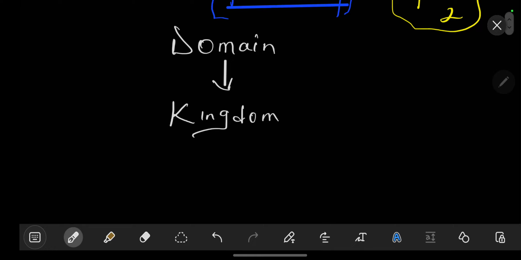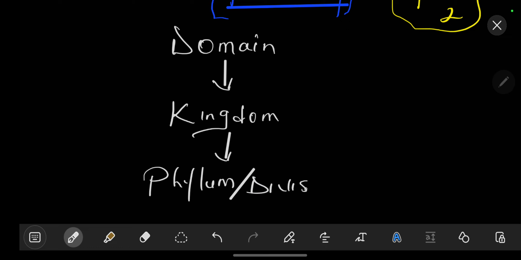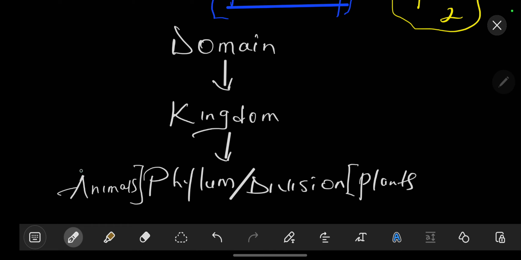And after domain, what comes next is phylum. Now, it can either be phylum or it can be division. So it's important that you know both of them. And it's even more important to know which is for which. For example, division is for plants, and phylum here is for animals. So it's good to know that.